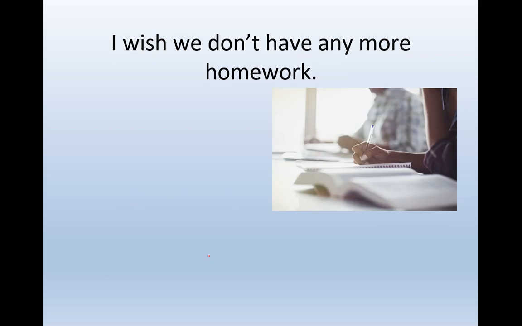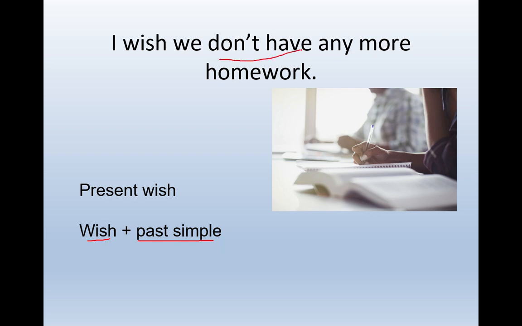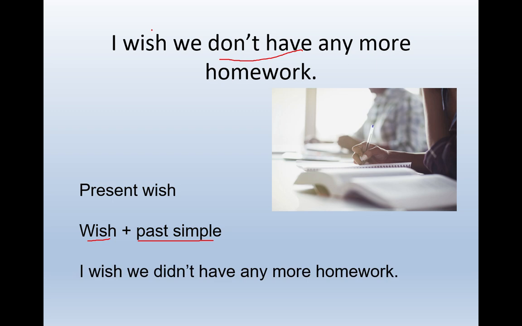Now I have a wish. I wish we don't have any more homework. After the verb wish, and this is for a present wish, I wish this right now. We have wish, and then the verb after it's going to be past simple. So here we have don't have. This needs to be past simple. I wish we didn't have any more homework. Okay, so with wish, the verb that comes after usually gets stepped back. If it's present, it steps back to past. If it's past, it steps back to past perfect.